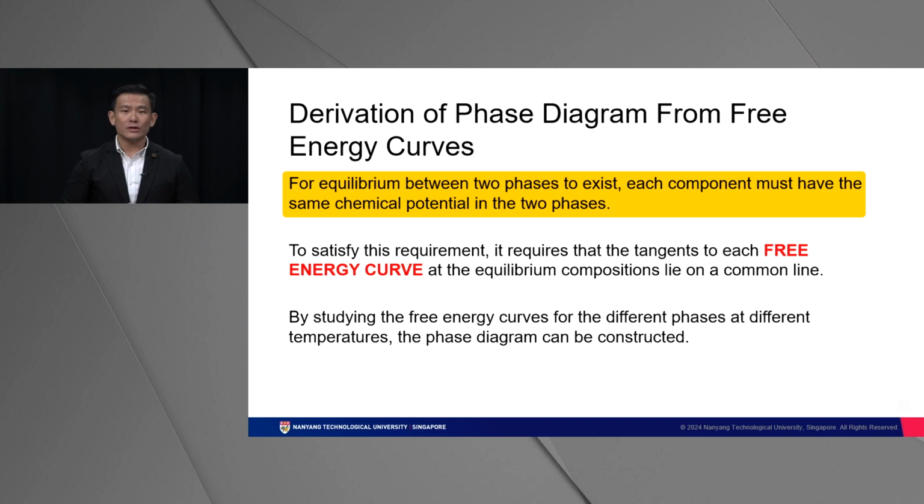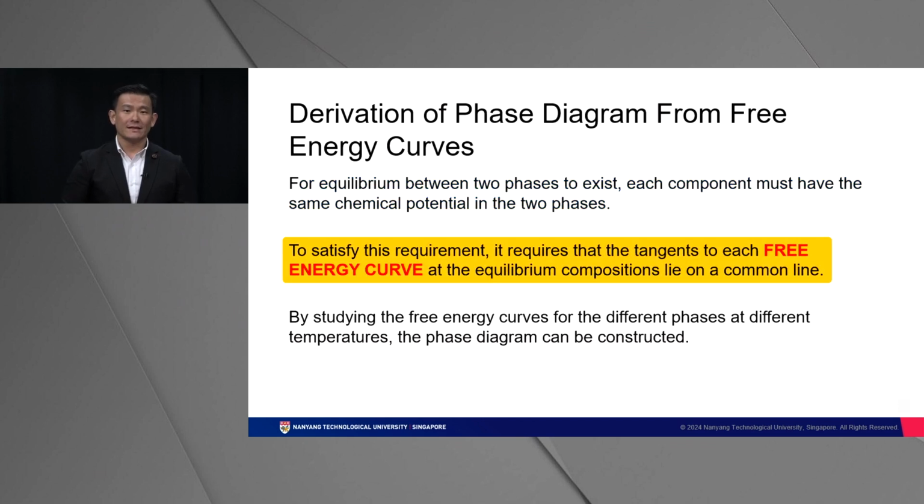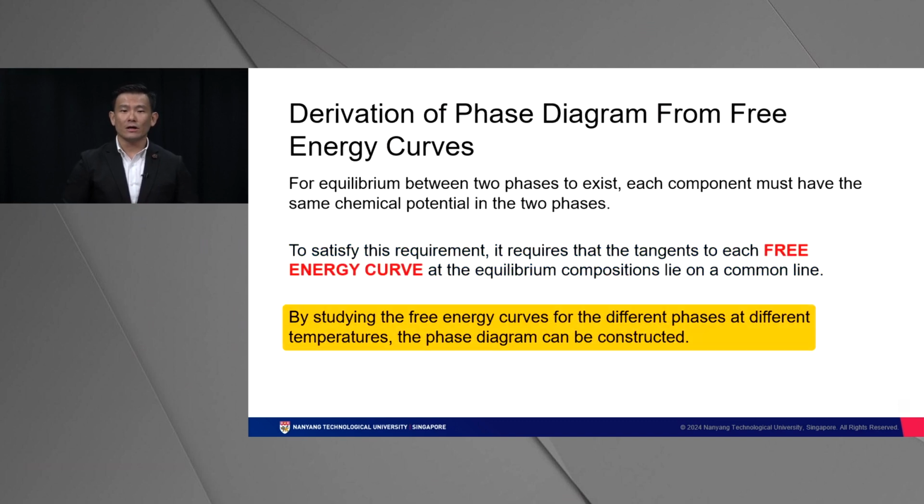For equilibrium between two phases to exist, each component must have the same chemical potential between the two phases. To satisfy this requirement, the tangents to each free energy curve at the equilibrium compositions must lie on a common line. By studying the free energy curves for the different phases at different temperatures, we can construct a phase diagram.